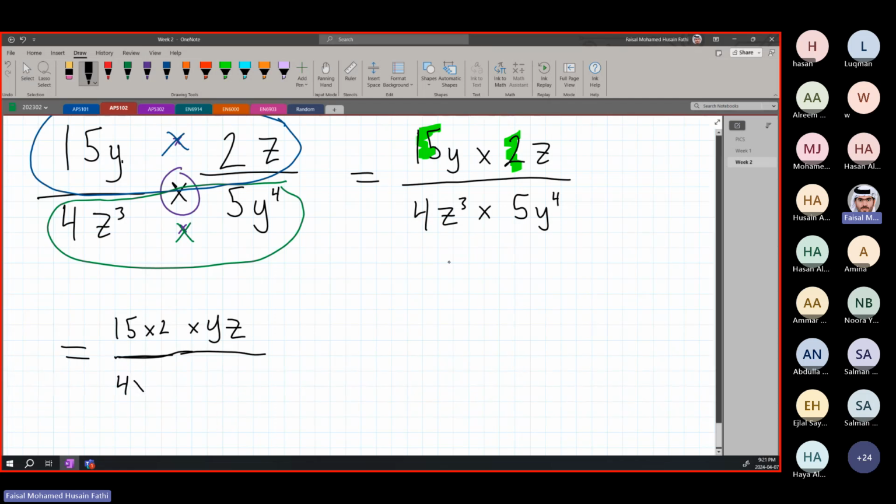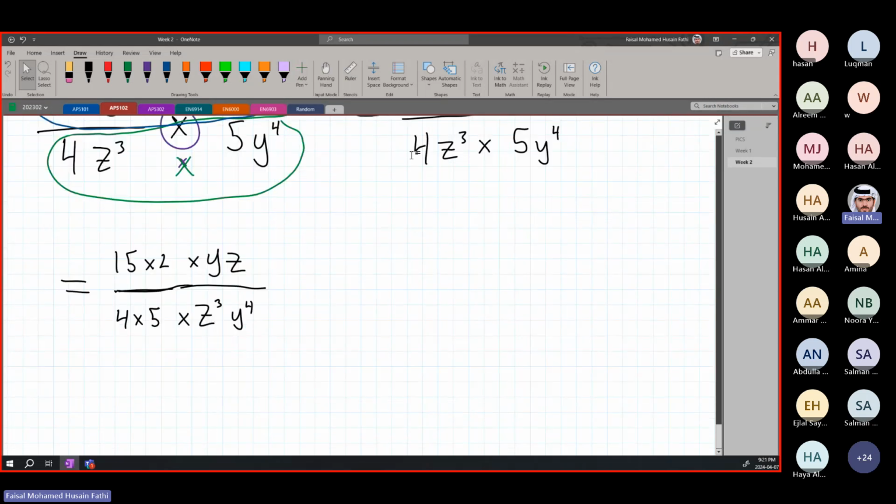4 times 5 times z3 y4. So you're just going to group these up next to each other, and you're not going to do anything but write them next to each other. You're going to multiply the coefficients, which is 4 and 5, the constant numbers. If we simplify, this is 30, 15 times 2 yz over 4 times 5 is 20. I'm going to write it in order, and I advise you always do the same. So this is y to the power of 4 and z to the power of 3. You can have anything in order. It's multiplication, so the order is always going to be the same.